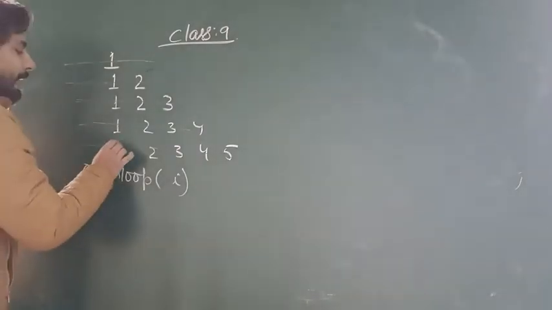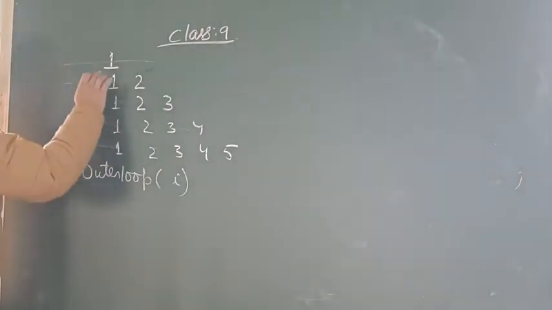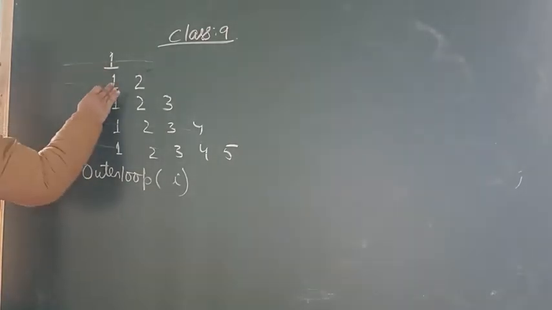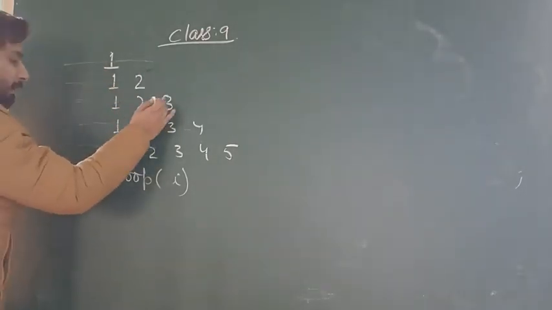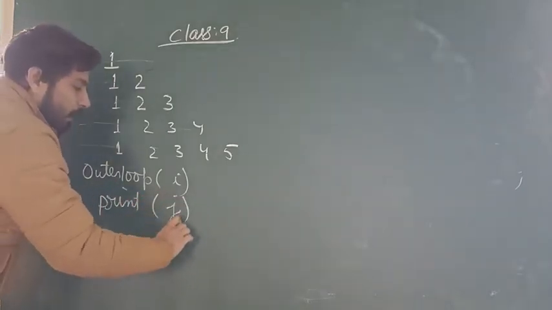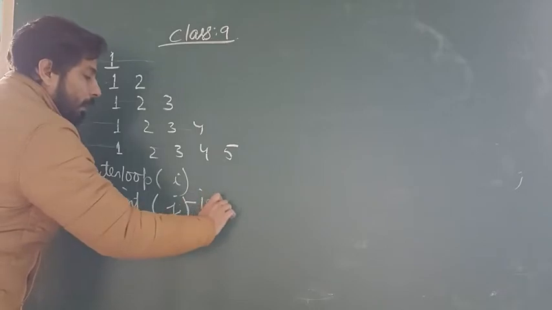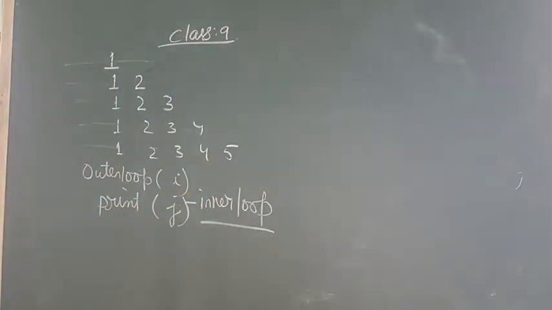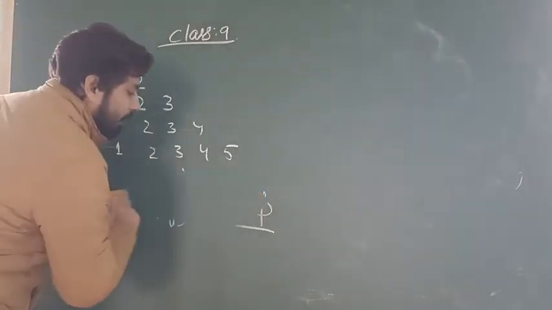And the inner loop will tell how many times the data is printed. That is 1, then here 1, 2. So all the printing work will be done with the help of your j loop. The j loop is your inner loop. Correct? So now we start with this loop, and we are going to execute it.